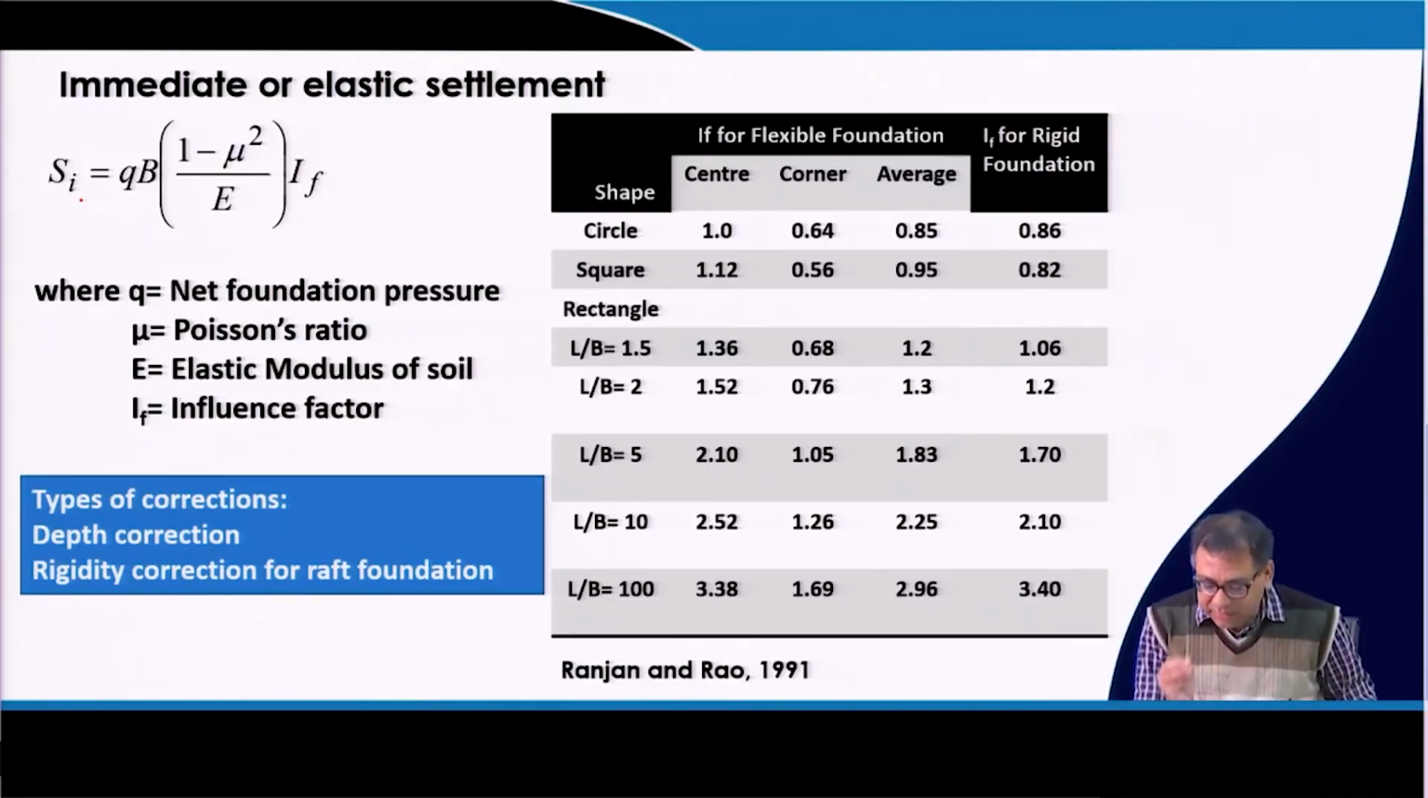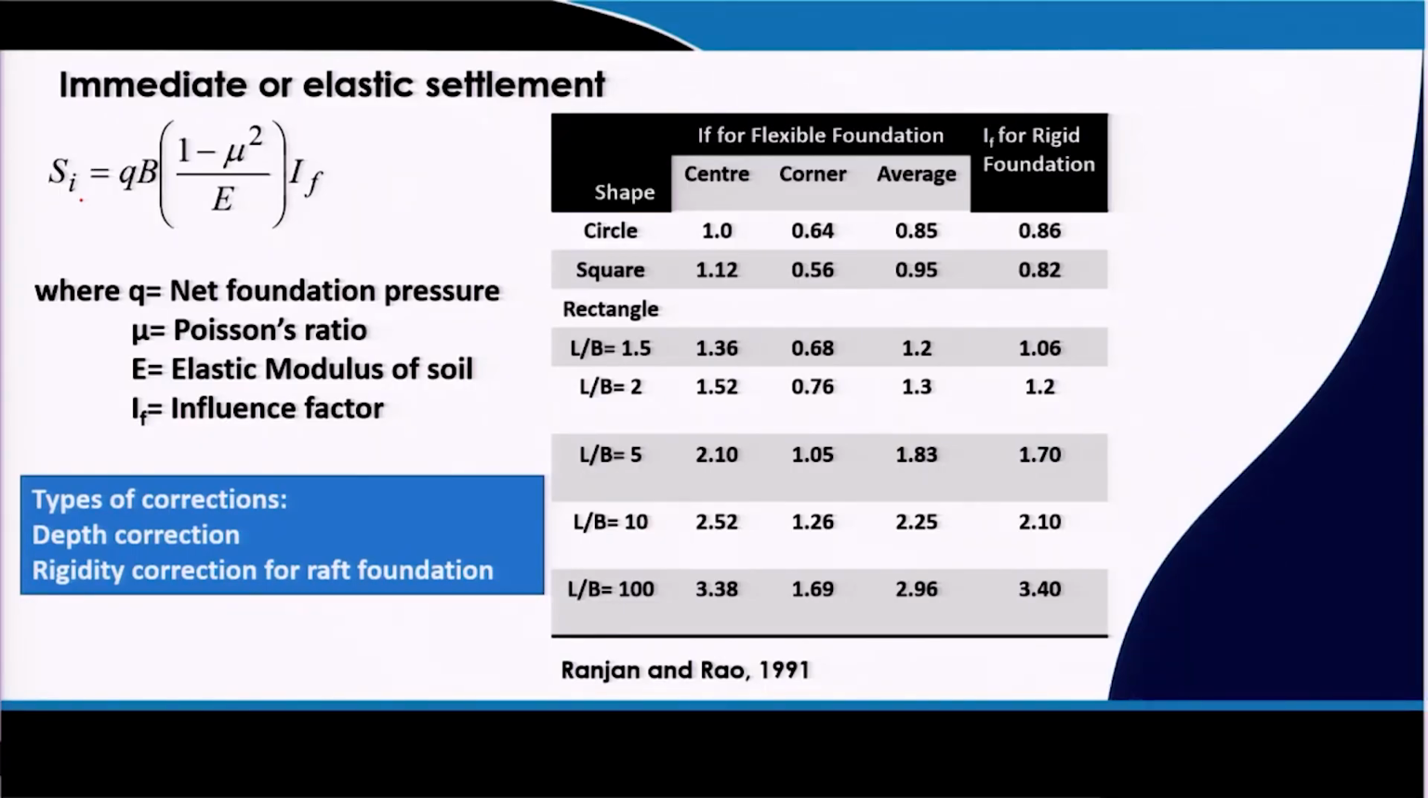Now, if you take the flexible foundation IF value to calculate the immediate settlement for a rigid foundation, then you have to apply the rigidity correction. If you take the rigid foundation IF value to calculate the immediate settlement for the clay, then this rigidity correction is not required, because we have taken the IF for the rigid foundation itself. But in most of our designs, I prefer to take the flexible foundation center IF value, and then you apply a rigidity correction.